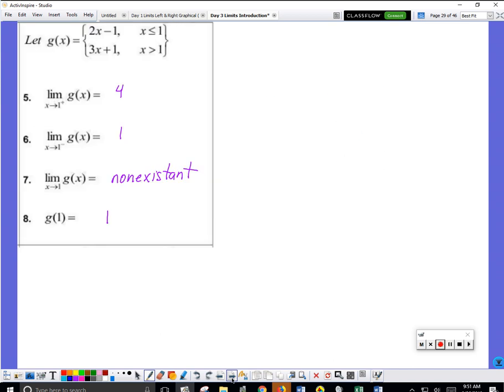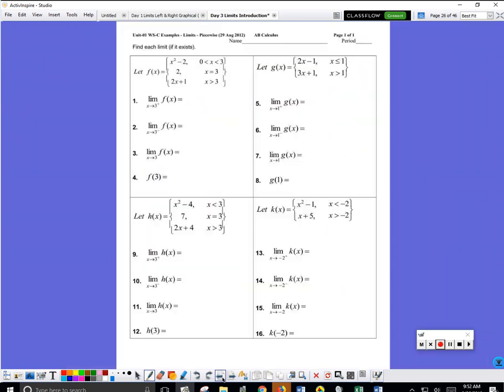Okay, finish this sheet real quick, and then we'll check it. So do all of this. Go. Stop me if you want to ask about anything.